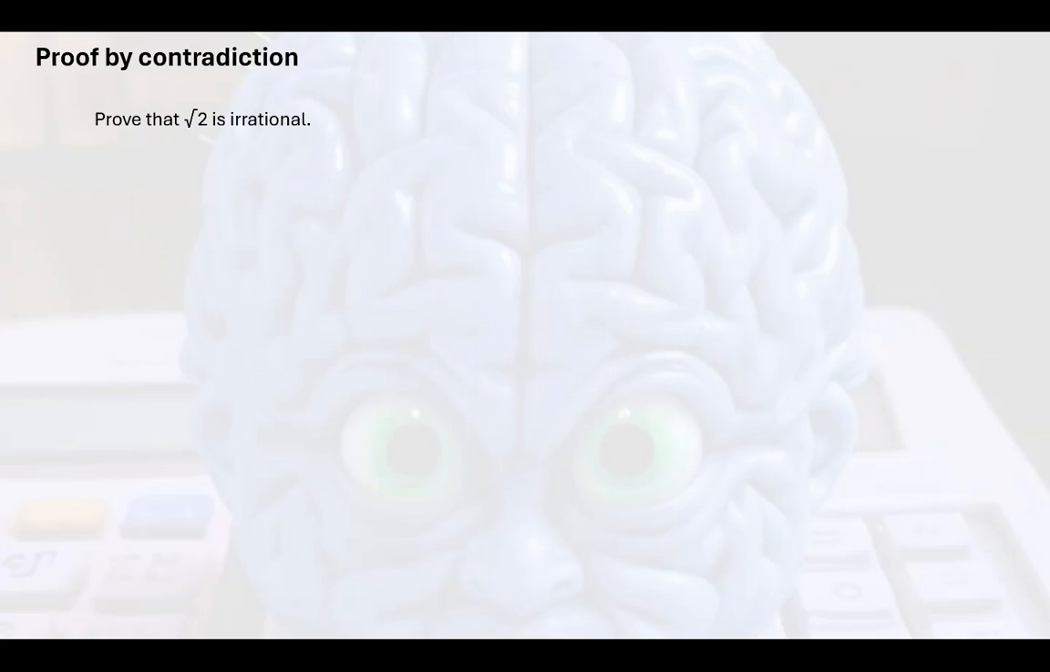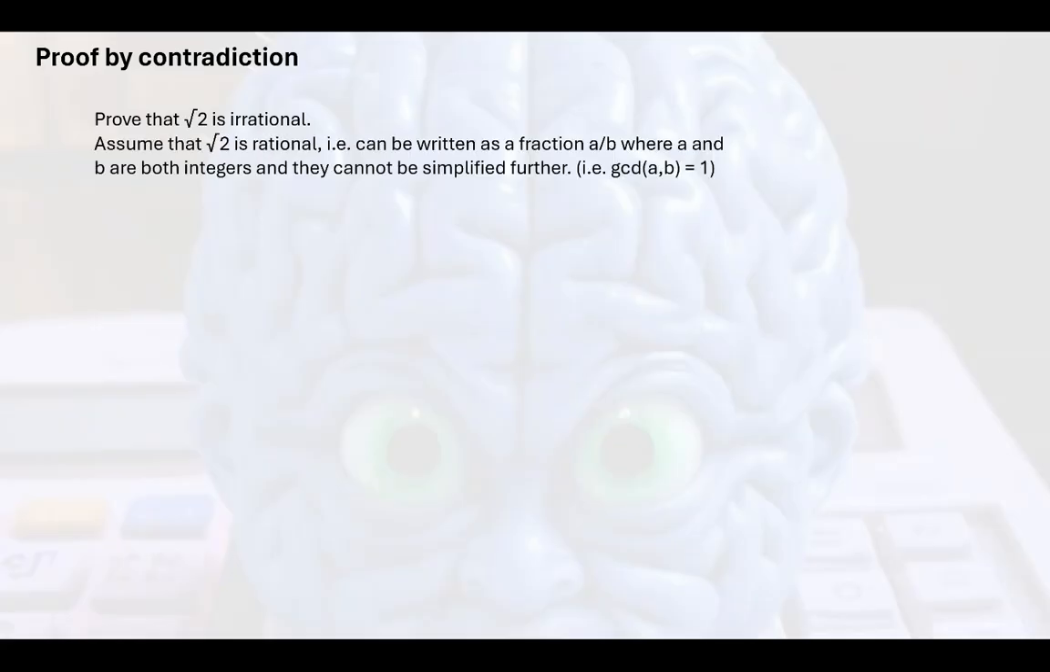You may have seen this from Specialist Maths. We are going to prove that the square root of 2 is irrational. And as we said, that means we are going to assume that root 2 is rational. And our definition of a rational number means it can be written as a fraction, a over b. a and b are both integers, and it cannot be simplified further. So the GCD, the greatest common divisor of a and b, equals 1.